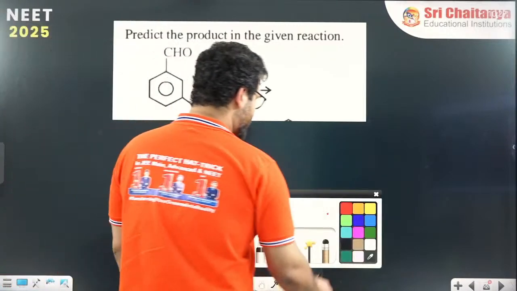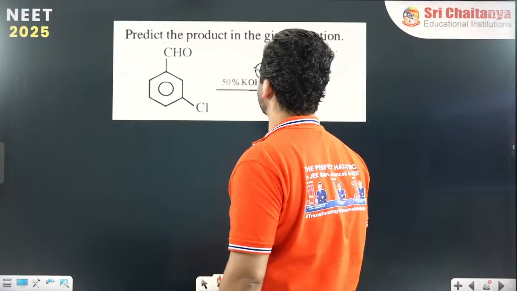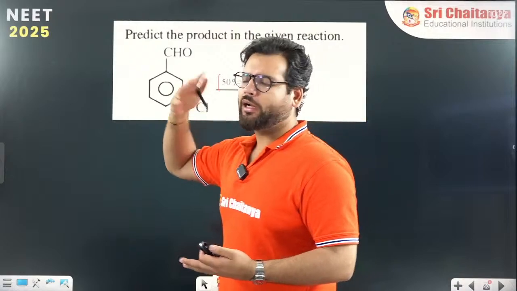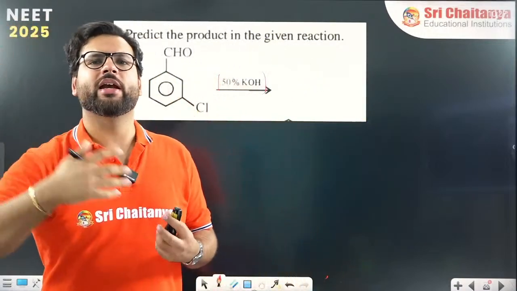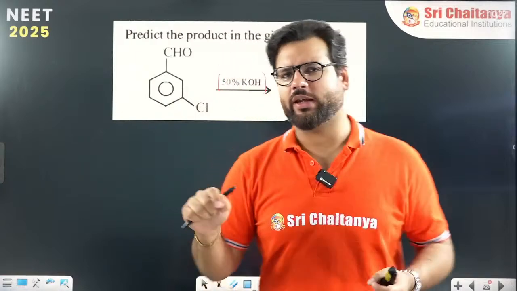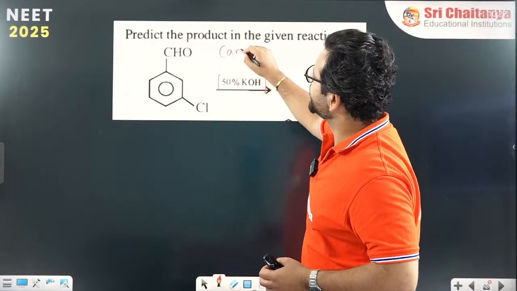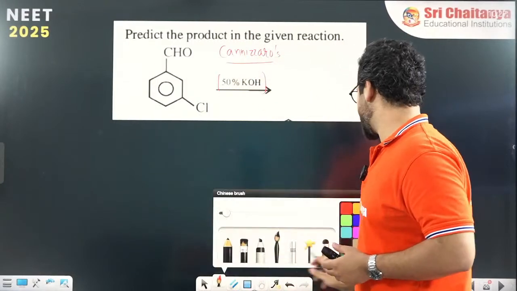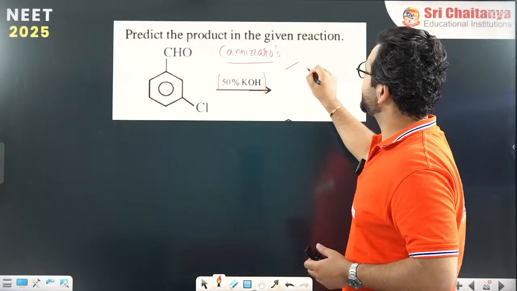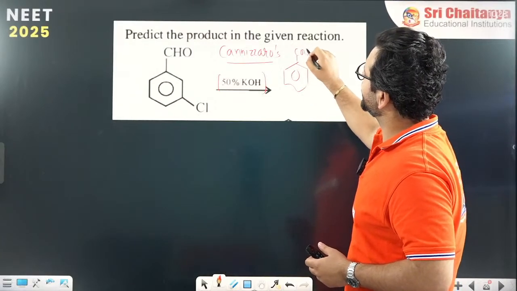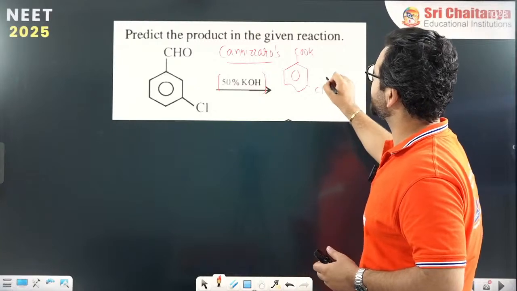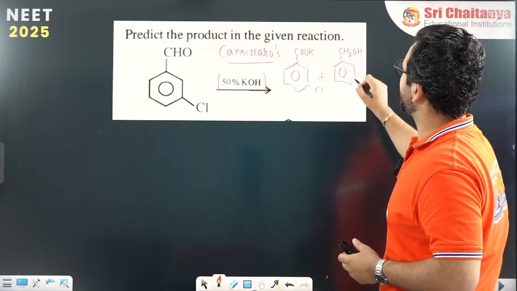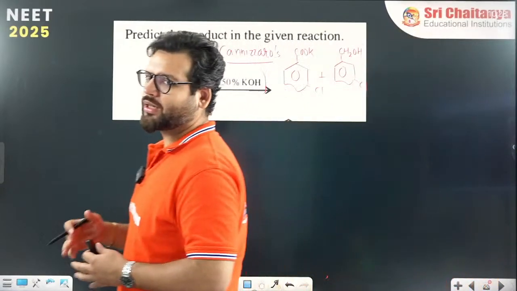Next one is a very good question. Again, a named reaction. Whenever you take KOH with an aldehyde, it will either be aldol condensation if alpha hydrogens are present. If alpha hydrogens are not present, it will be Cannizzaro reaction. This is a Cannizzaro reaction. Cannizzaro is a self oxidation-reduction. So you are going to get an oxidized part which is potassium benzoate. Chlorine will remain as it is. And you will get a reduced part which is benzyl alcohol. Chlorine will remain as it is. Do not touch the chlorine. Okay.